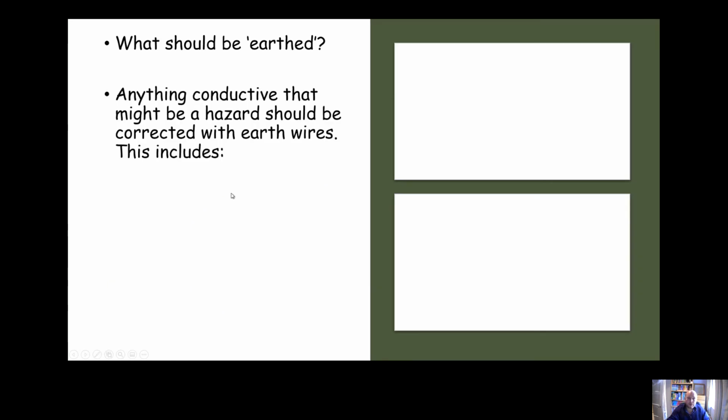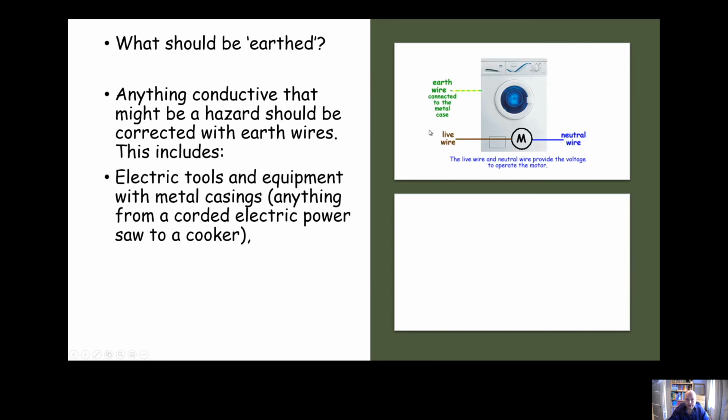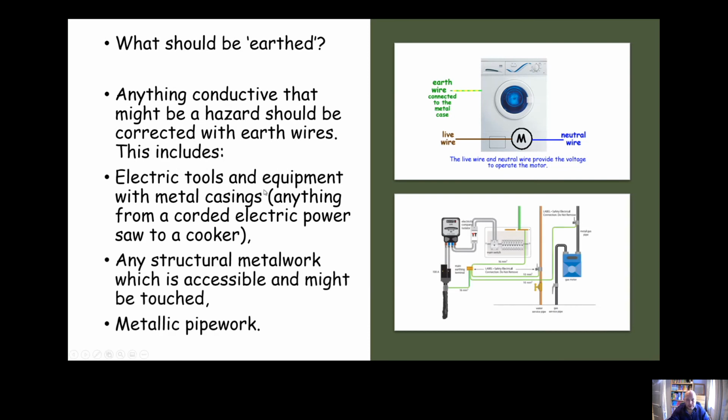Now, what should be earthed? Essentially anything that's conductive that could be a hazard should be connected with earth wires. This could be electric drills, but also other machinery such as washing machines. Anything with a power cord, essentially, as well as structural metalwork that could be accessible, and importantly for us, metallic pipework.